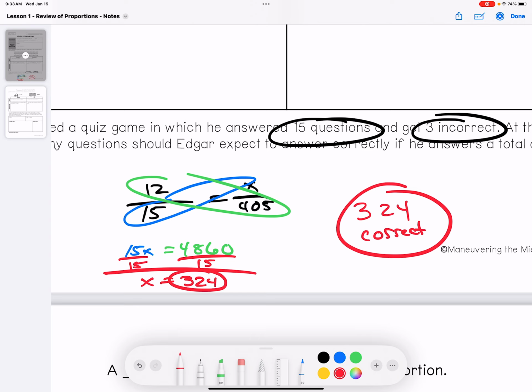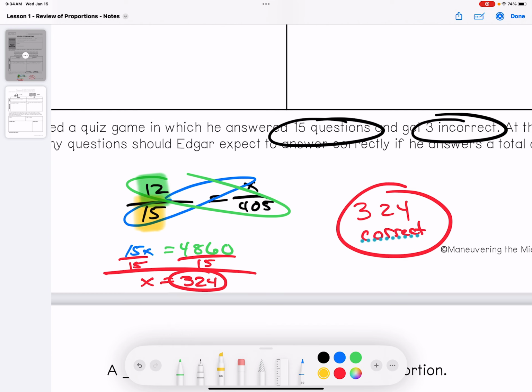Edgar played a game in which he answered 15 questions and got 3 incorrect. So that means he got 12 right. If he got 3 out of 15 wrong, that means he got 12 right. Okay? That is where this 12 came from that I just highlighted in green. He got 12 out of 15 right. That's where I got those two numbers.